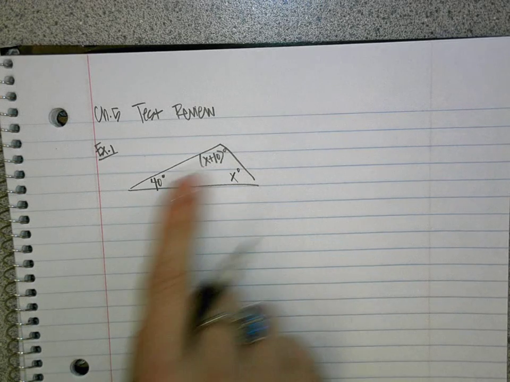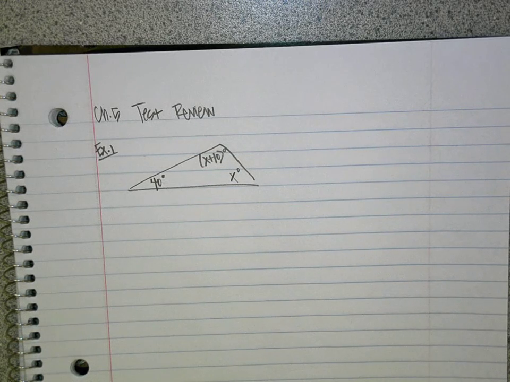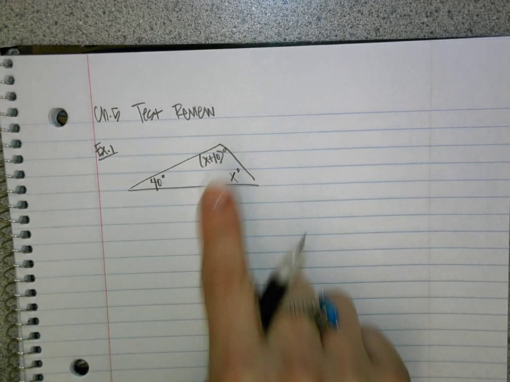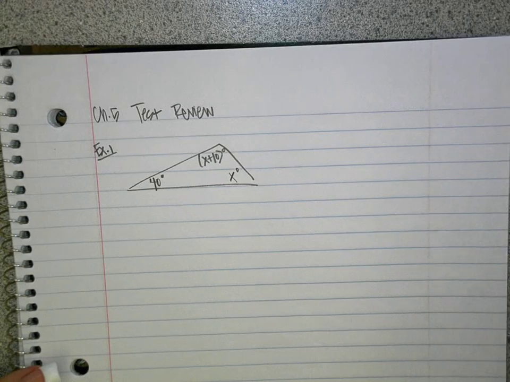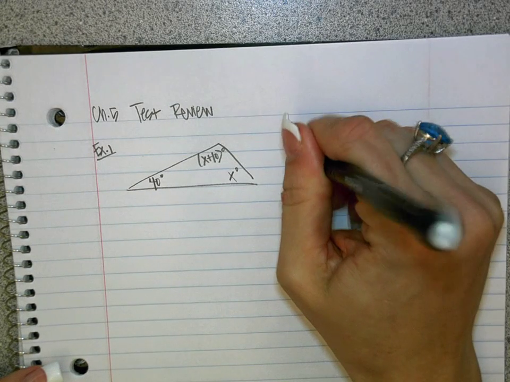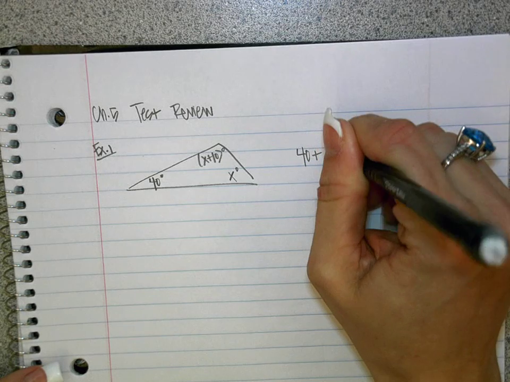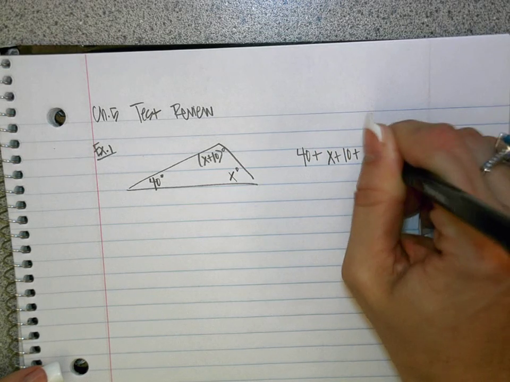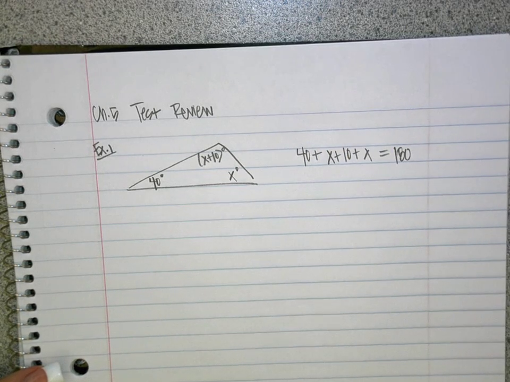Anyone remember? This is called the triangle sum theorem. What do we have to do, Martin? Everything equals up to 180. Right, so the sum of everything. So add everything together and it'll equal 180. So you can start at any corner, it doesn't really matter. So 40 plus x plus 10 plus another x is equal to 180.